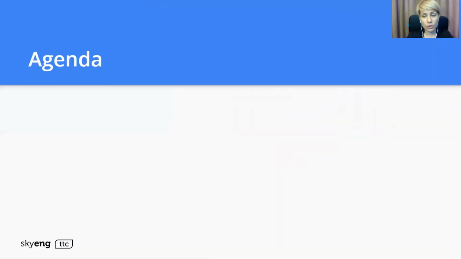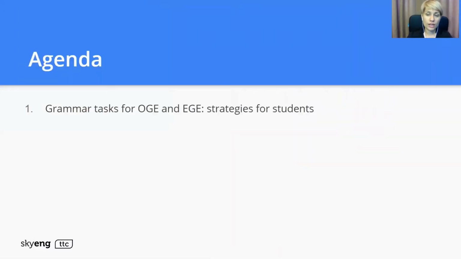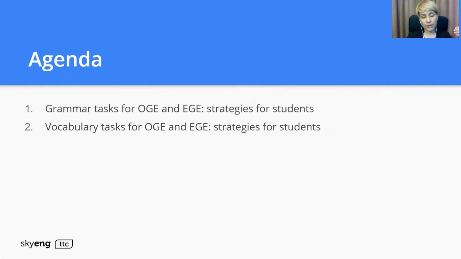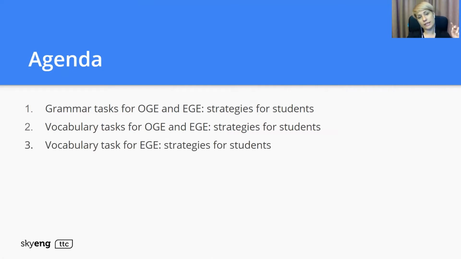So first of all, today we're going to have a look at the following points. We're going to discuss grammar tasks for the exams, and what's the most important, we are going to discuss some strategies for students for grammar and vocabulary tasks, and the EGE task. Let's call it a multiple choice task where they have to choose the appropriate word for a gap, and they are choosing them from some synonyms.